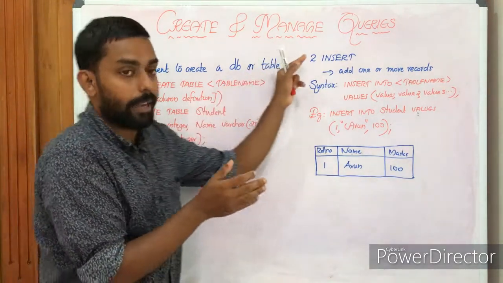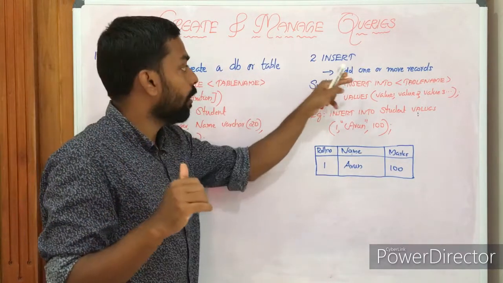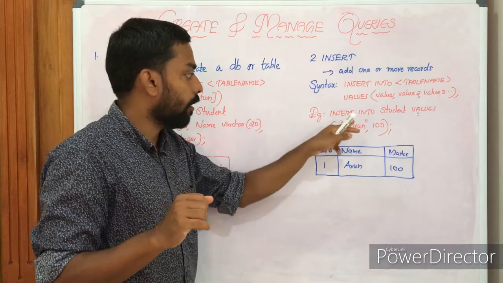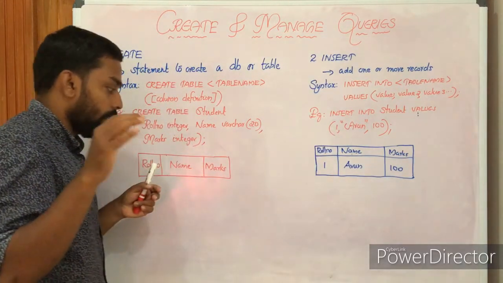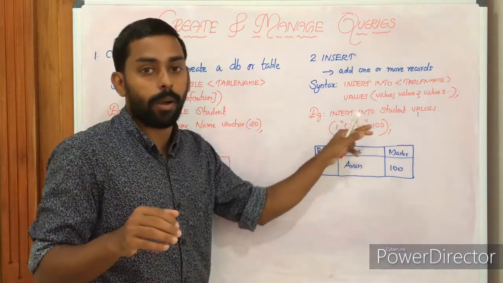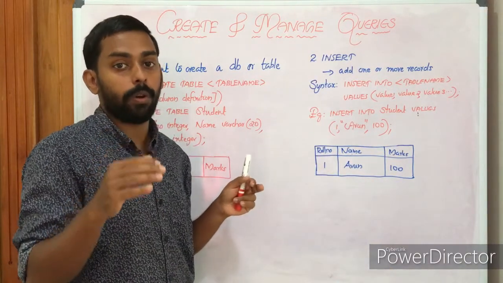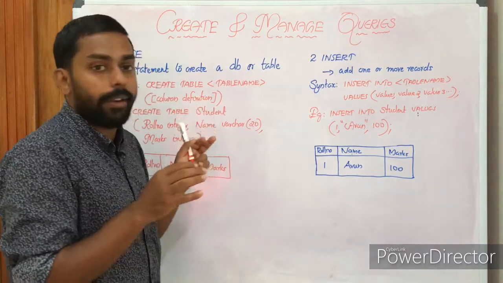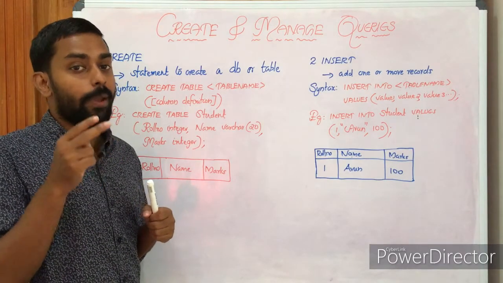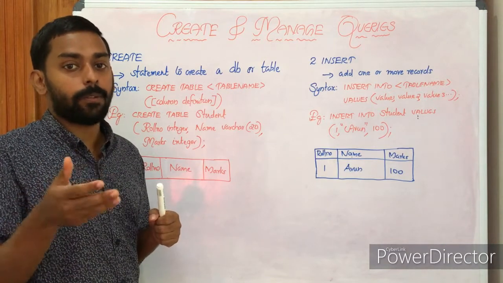Second, we went to insert, which is a part of DML, while create is a part of DDL. To add one or more records, the syntax is insert into table name values, value 1. We are adding one row to the existing table student: insert into student values 1 comma Arun comma 100. This will be the status of the table after inserting one row, one tuple, or one record. So this way we can execute create and insert. These are the two basic SQL statements: one is used for creating a table, and the second is used for inserting data values.